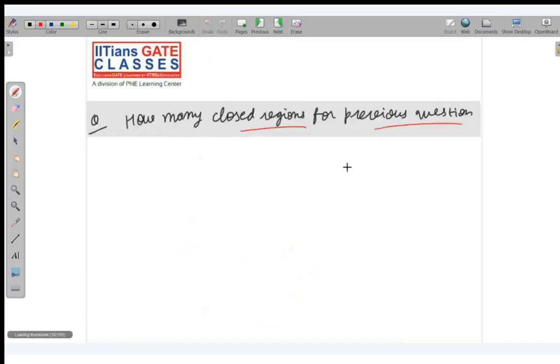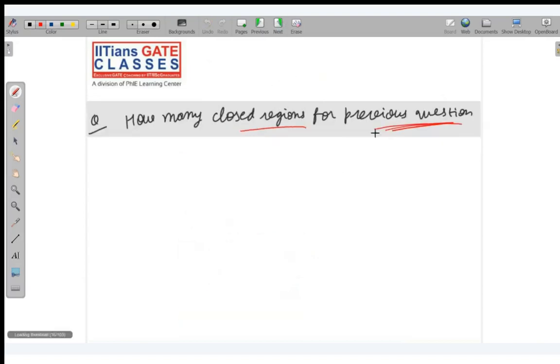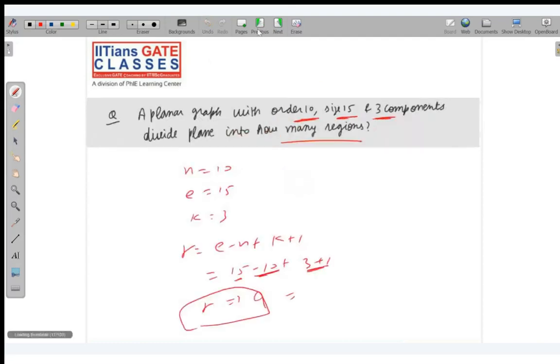That's why, when I saw the next question, I realized there was some mistake. So the total number of regions is 9, and they are asking for closed regions, which will be minus 1. So 9 minus 1, that is 8. So you can check this out.